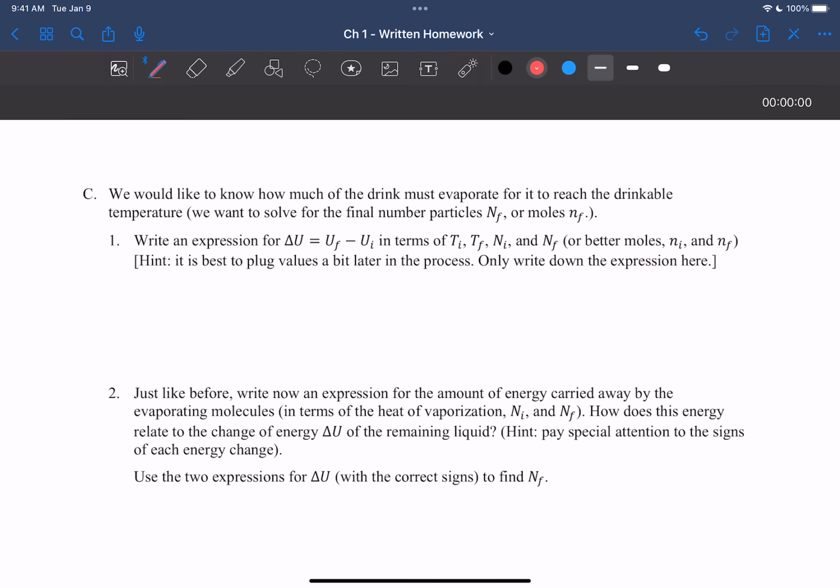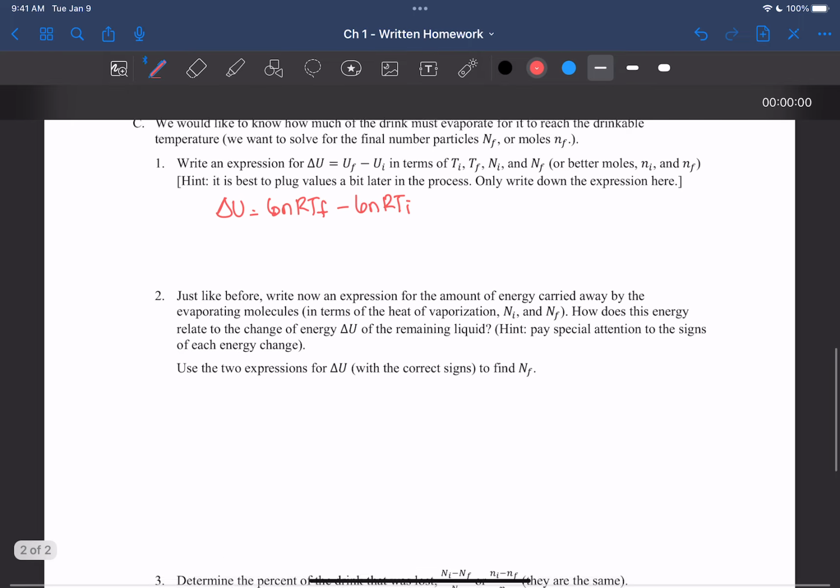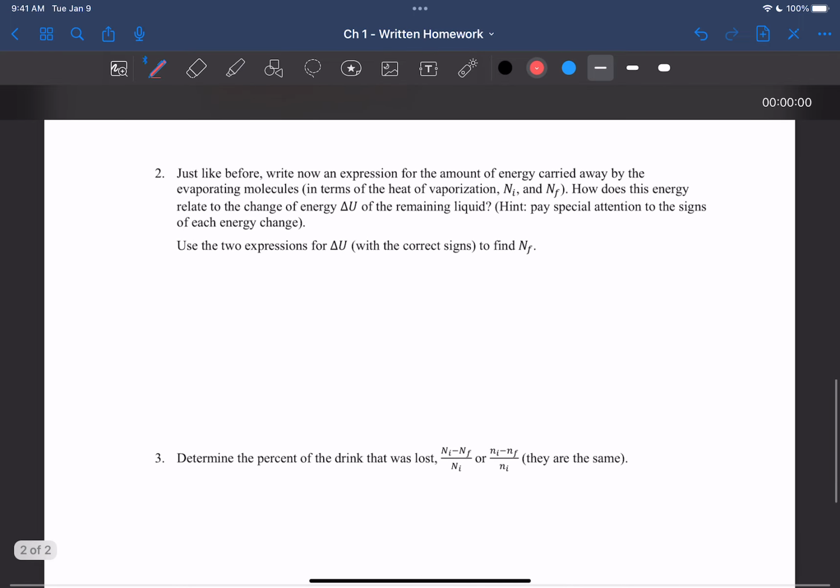So delta U, right? Remember, U from before, we had it as 6 little n R T F minus 6 little n R T I. That's the equation that you have to write down. You could write down both if you want to, one in terms of big N, one in terms of little n, but you only need one. So it says write an expression, not write expressions.